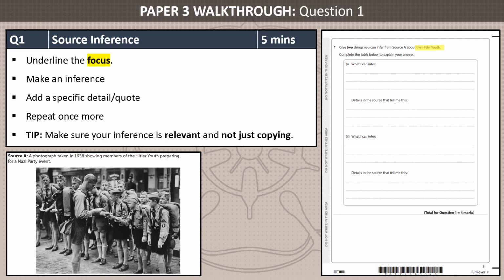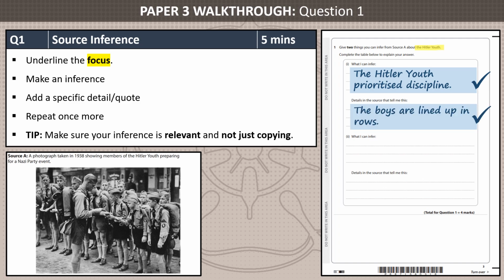Here's a good one. First of all, we could infer that the Hitler Youth prioritised discipline. Now it doesn't say that directly in the source, but we can support it with a little detail because we can see the boys are lined up in rows. That suggests that order and discipline was important to them.